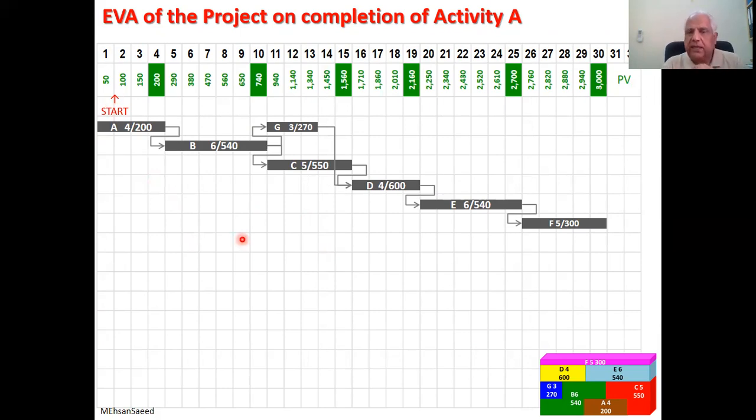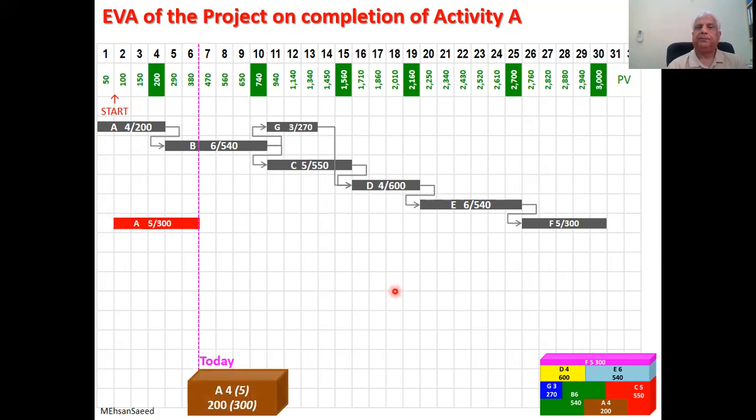Bearing in mind that the best time to do earned value analysis is when an activity or a work package actually completes, our first earned value analysis would be when activity A, this activity A in brown, completes. Today is the sixth, or today the project is in its 6th day, and activity A has been completed. So this is the today line. Activity A has been completed. However, instead of taking 4 days, the activity A has actually taken 5 days to complete. And against an allocated budget of 200, it has actually cost 300 rupees.